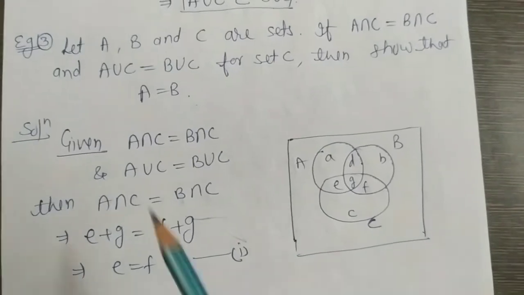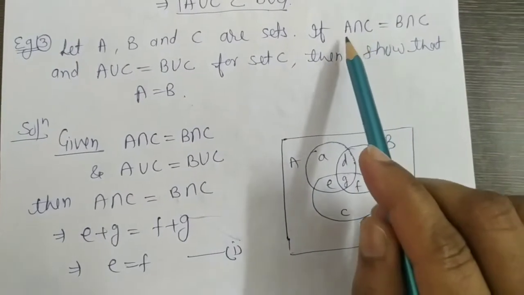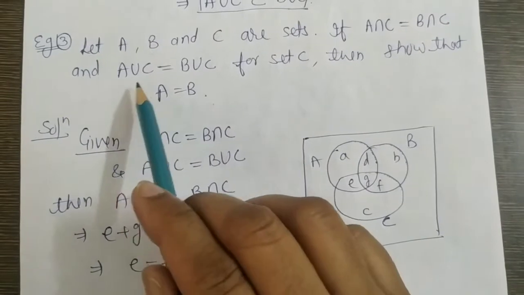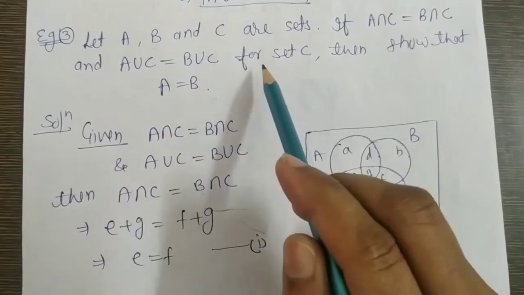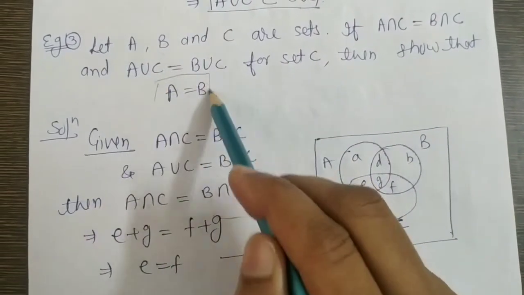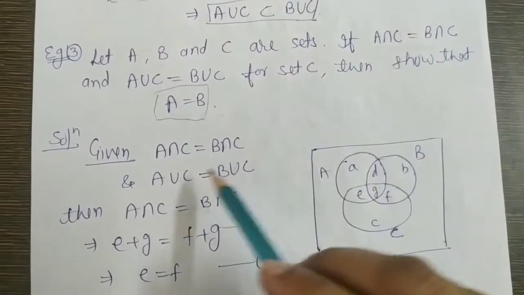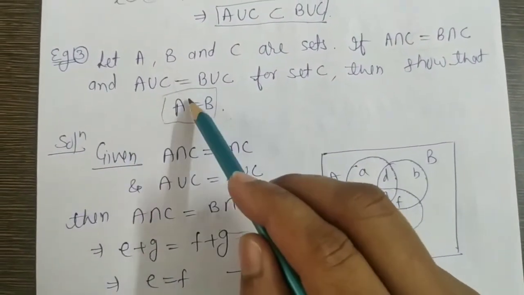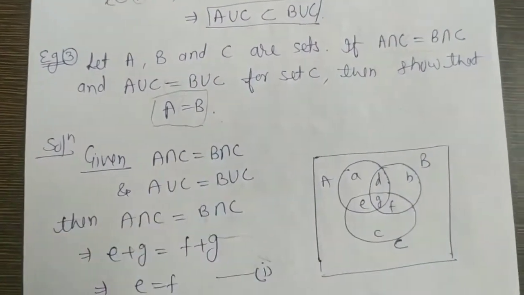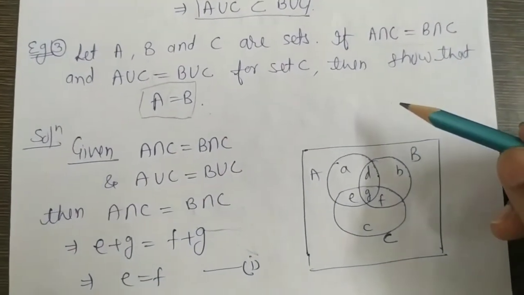Example third. Let A, B, C be given sets. If A intersection C is equal to B intersection C and A union C is equal to B union C, then show that A is equal to B. Check here, the given condition also includes the equal sign, and we need to prove that condition also with the equal sign. Such kind of problem can be easily solved using a Venn diagram.